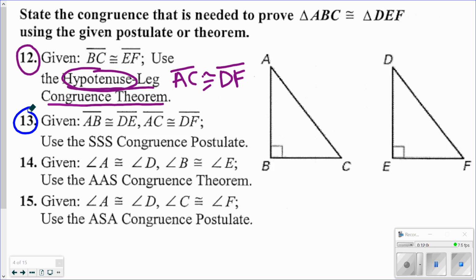All right, so next I'm going to focus on number 13. So ignore 12, ignore 14, ignore 15. So just looking at question 13, we are given that AB is congruent to DE. I'm also given that AC is congruent to DF. I want to prove that these two triangles are congruent by the side, side, side postulate. So what additional information do I need? Well, I have two sides of each triangle, which means I need the third side, which on this triangle would be BC. And the third side on my second triangle would be EF.